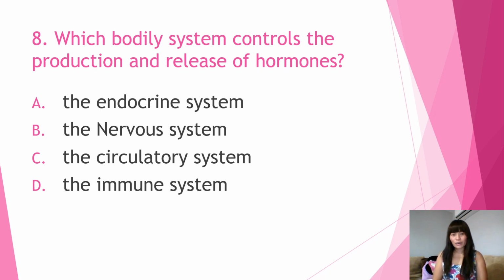Okay. So what's your answer? My answer is letter A, the endocrine system. It controls the production and release of hormones. As we know that endocrine system is associated with hormones, right?